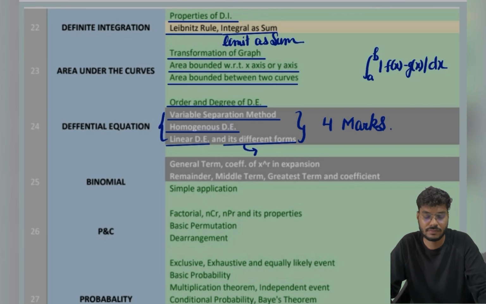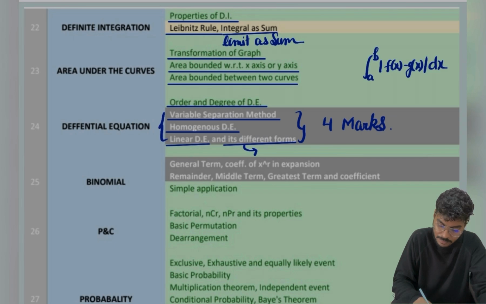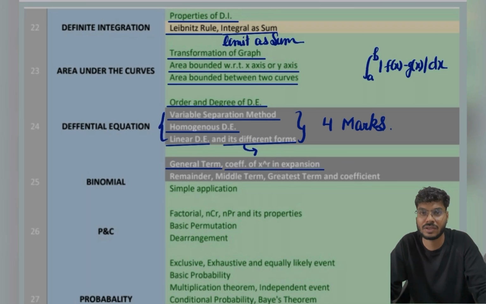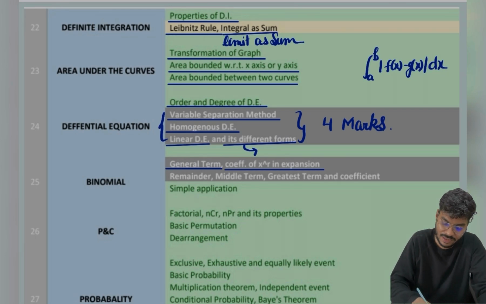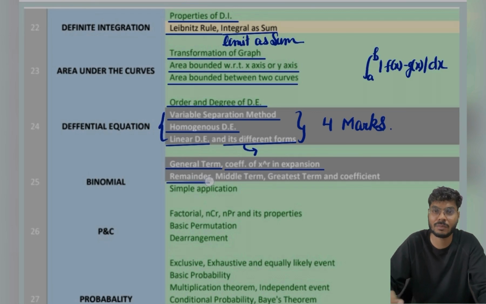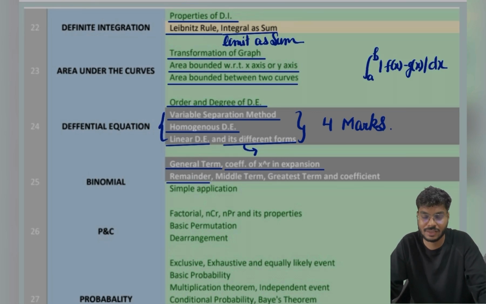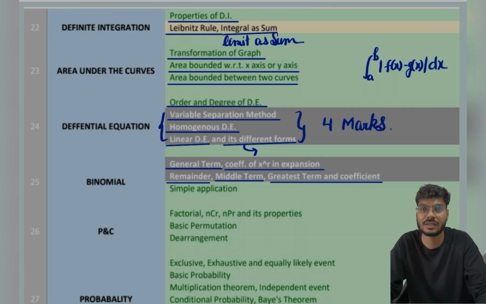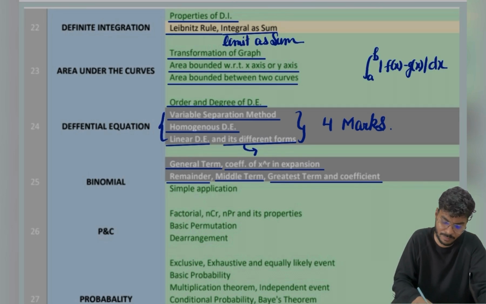Then the binomial. In the binomial, what can they ask? General terms. How to write the general term? How to find the coefficient of x to the power 20, x to the power 30, x to the power 2, the term independent of x, the number of rational terms, the number of irrational terms. Then how to find the remainder when a number is divided by 5, 6, 7, right? Middle terms are simple. Greatest binomial term and greatest binomial coefficient. You have to remember all of this. Simple applications they can ask.